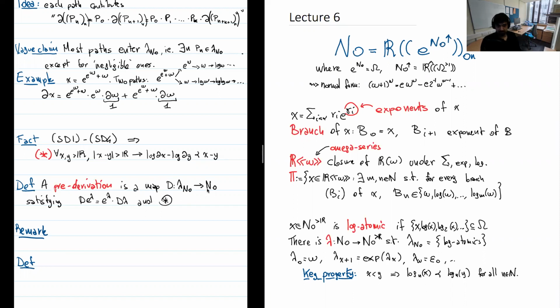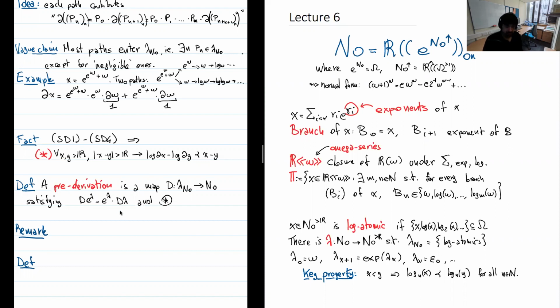And now the claim is, if I want to get a derivation on the logatomic numbers, I certainly need to have this condition star, and I want this as well. I want this compatibility with exp to be visible, but I can't require anything else. There's no Leibniz rule, there's no additivity, because the logatomics have no further structure. So I start with this. I say a pre-derivation is a map like this.